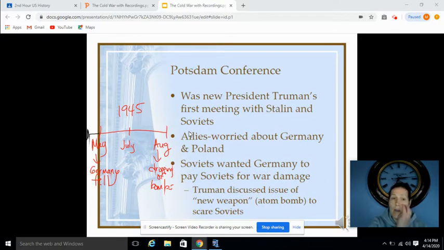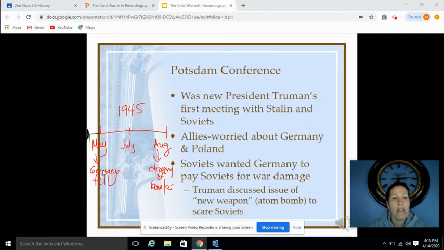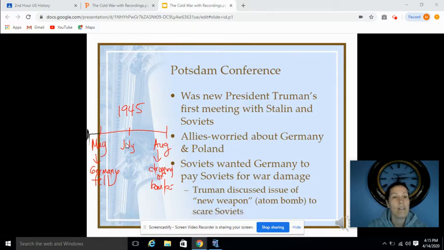Now, the Potsdam Conference, this is what happened. I have this timeline here on the side you guys can see. In May of 1945, we talked about this already, Germany fell. And then you have August, when the dropping of the bombs happened in Japan. The Potsdam Conference happens right in the middle in July of 1945. This is when President Truman met with Stalin, and they kind of were going back and forth with what to do with Europe after the war.